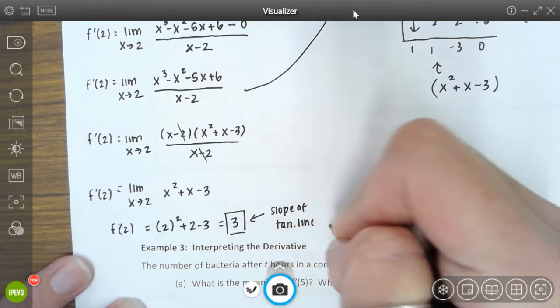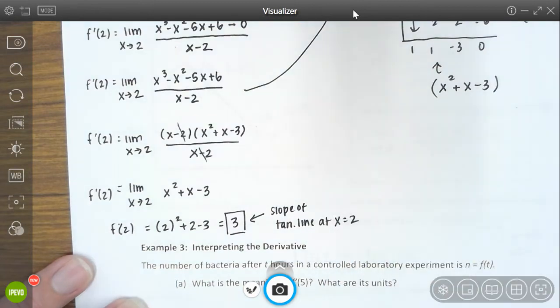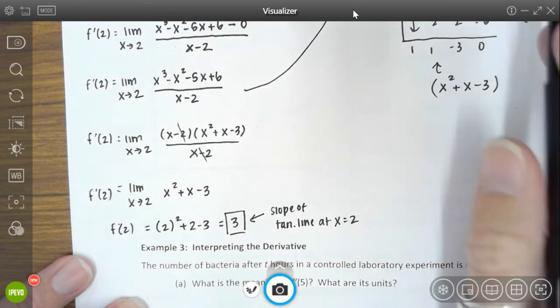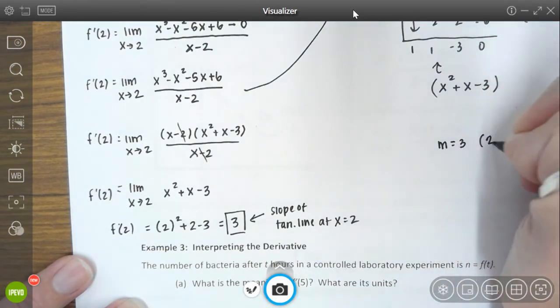And at this point, that would be at the x value of 2. So it's also asking us to write the equation of the tangent line. Now that we have the slope, we have a point that we started with up in the top. So my slope is 3. My point is (2, 0).